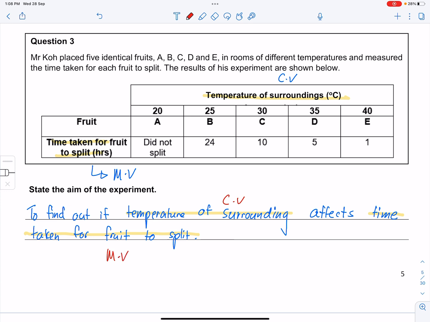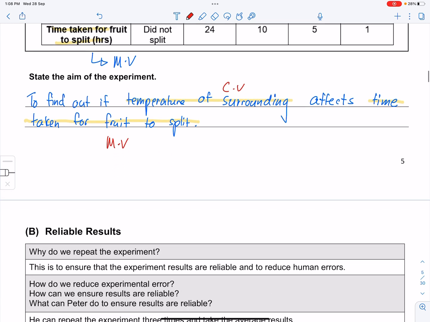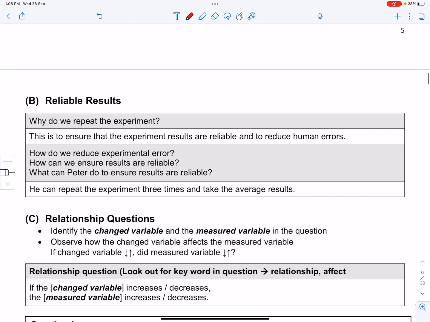Now in exams, you do not need to indicate what is your CV and MV, but it's a good habit. Alright? But you have to annotate. Through annotation, it actually helps you to narrow down not only the topic that is being tested, the concept that is being tested, but as well as what is the change variable, so you know the cause and effect, which I will explain a little more.